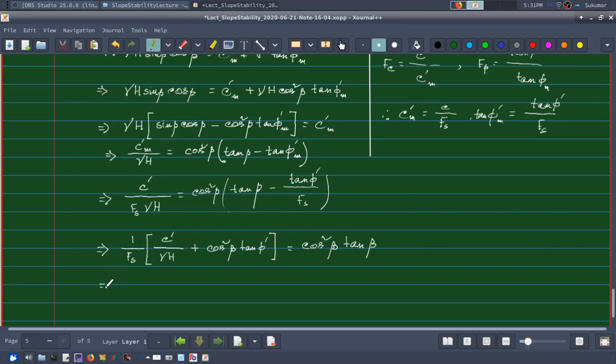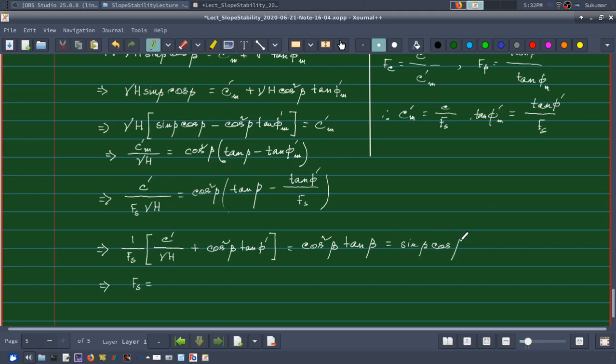After simplification, you can find it easily. Fs will be equal to 1 upon fs is this, so fs is this whole thing divided by cos square beta tan beta. And this cos square beta tan beta can also be written as, tan beta is sin beta by cos beta, so it is actually sin beta cos beta. I can also write it like this, right?